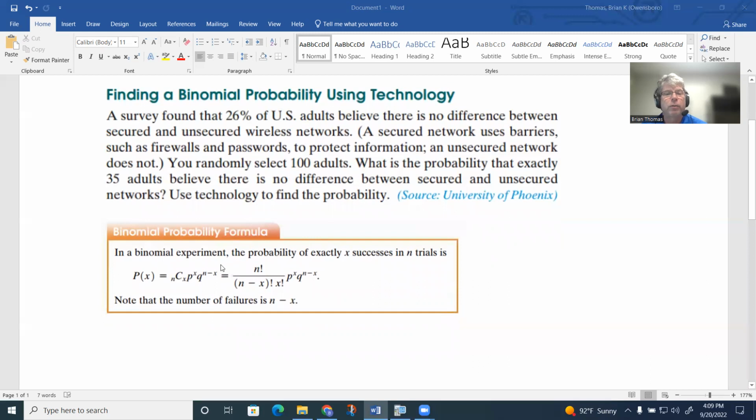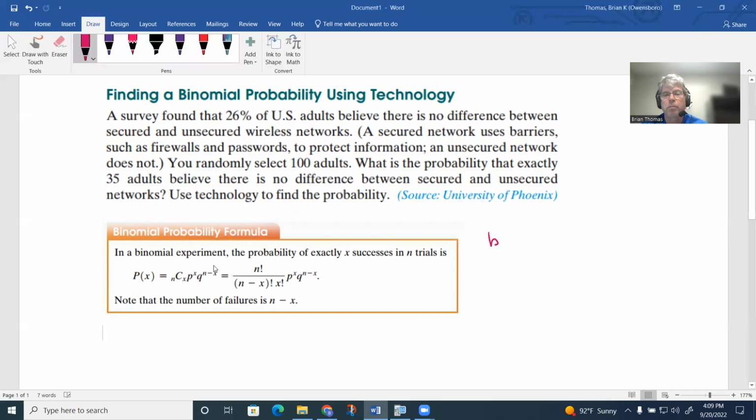So we have this formula here that we could use, but we also have a function on the calculator that does it. On your calculator, you're going to be looking for this binomial, which is BINOM, and then the probability distribution formula. To do the formula, we need to know what N is, what P is, and what X is.